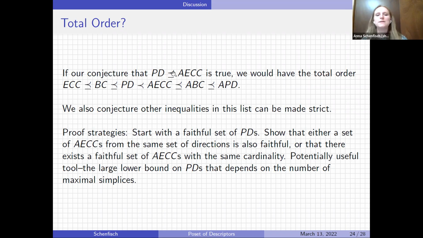A little more nuanced would be to start with a set of persistence diagrams, transfer over to augmented Euler characteristic curves, and then swap directions so that you still have a known cardinality, but maybe you're able to control a little bit more about how you prove that it's faithful. And in general, the fact that persistence diagrams are dependent on the number of maximal simplices, whereas the augmented Euler characteristic curves are not, feels like a really strong statement and perhaps a powerful tool in attacking this conjecture.